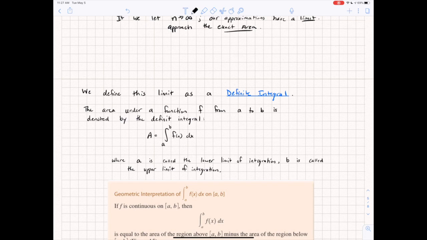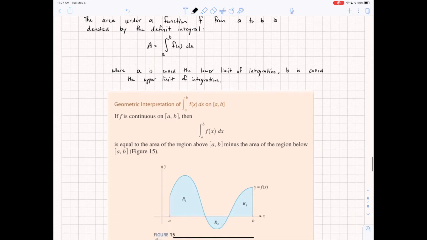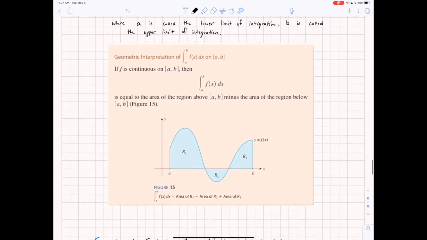So here's the geometric interpretation. If f is continuous, so right now no vertical asymptotes, no breaks or anything like that, from a to b, then this definite integral is equal to the exact area between the function and the x-axis.